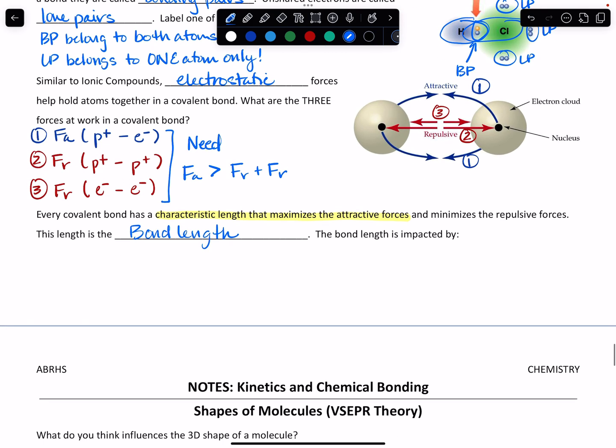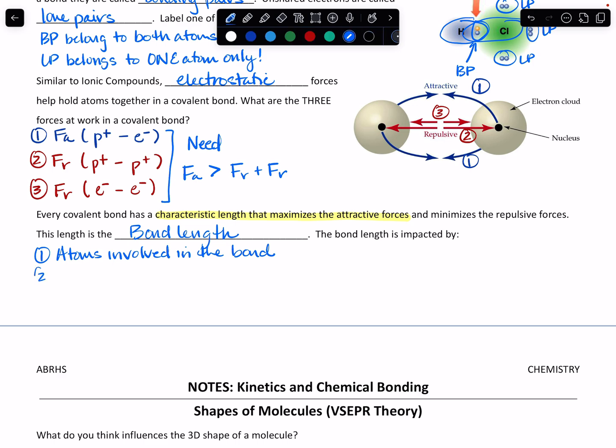All right. And that bond length can be impacted by a couple different factors. The first, the atoms involved in the bond. A bond length between two hydrogen atoms is not necessarily going to look like the bond length between two carbon atoms. Hydrogen atoms and carbon atoms have different numbers of protons and electrons, which means their electrostatic forces are going to be different. So that means the bond lengths are going to be different.